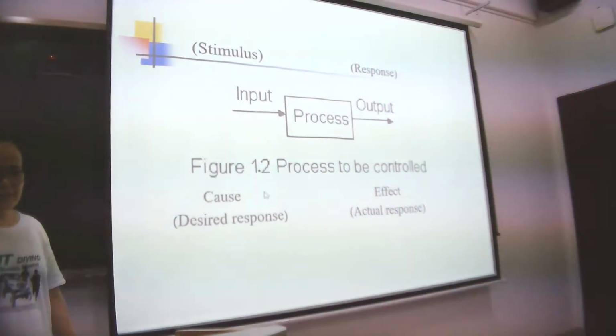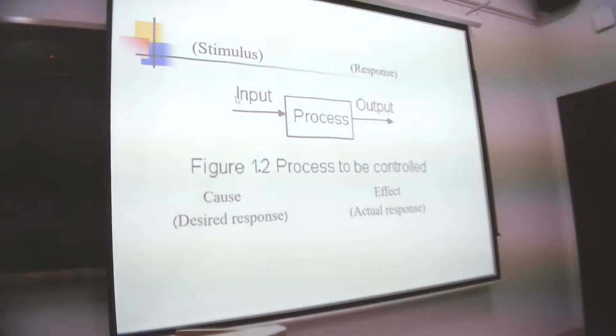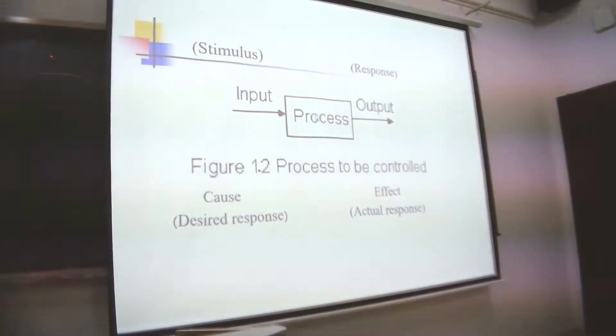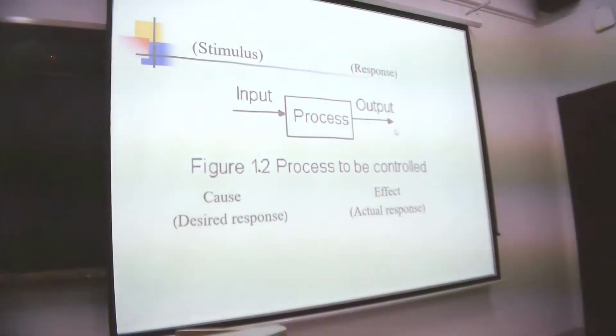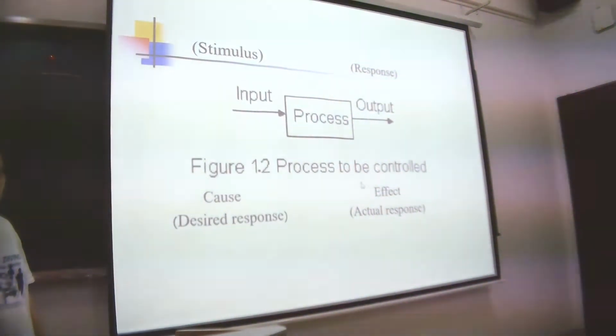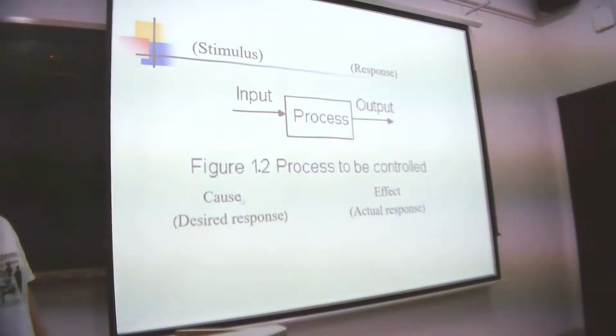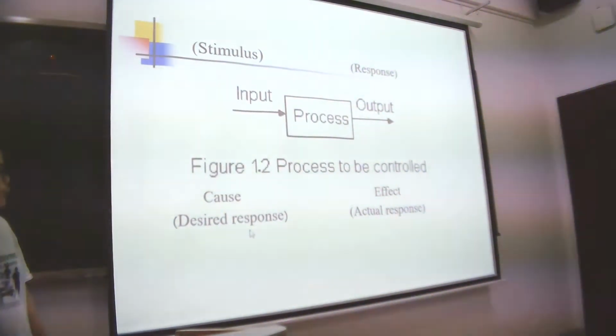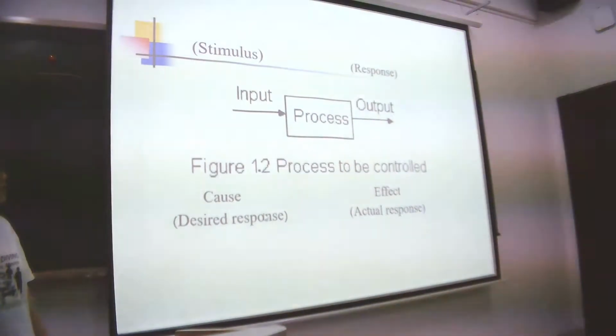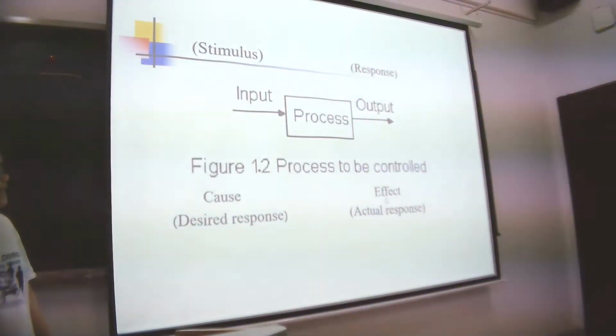Now we can say this is the input, this is the process, and this is the output. This process should be controlled. Why should we control it? Because we want to get the desired response. And then there is an effect. The effect is the actual response.